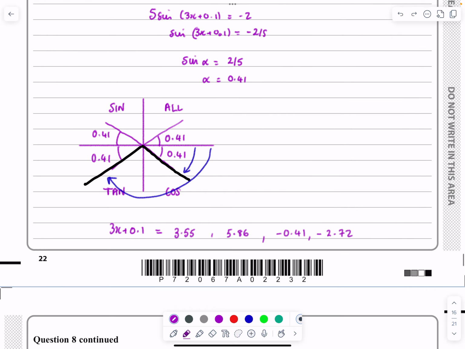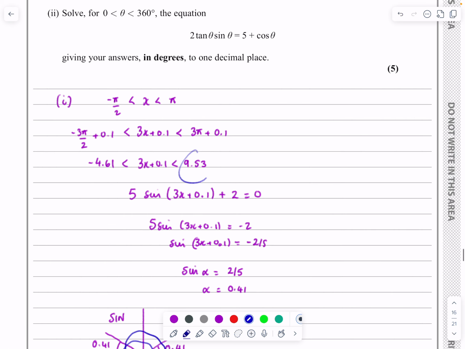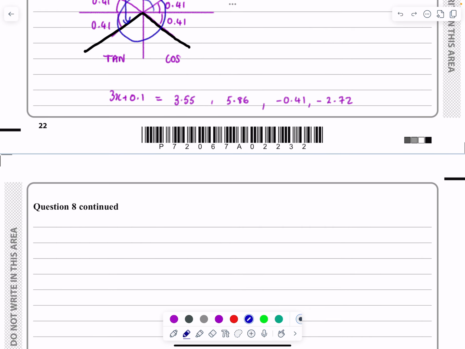If I try and look at any bigger ones, let's take, for example, that first angle here, π + 0.41. It's also that answer with 2π added on, but 2π added onto this takes it outside of my range. It takes it bigger than 9.53, and if it's bigger than 9.53, it doesn't work. You can go through and do all that work. These are the only four that actually fit into the range of values they've given me within the question. So for each one of those, if that's 3x + 0.1, let's change that color back.